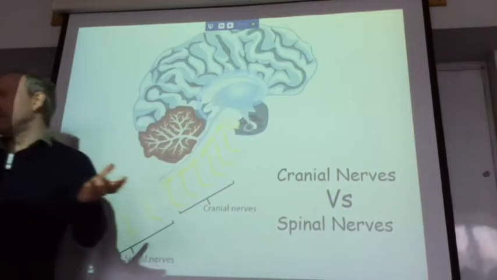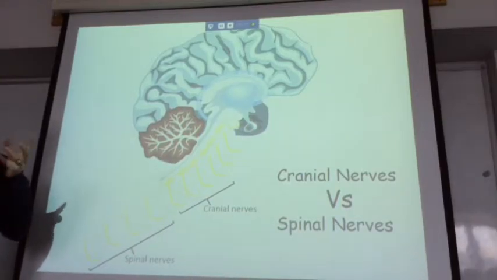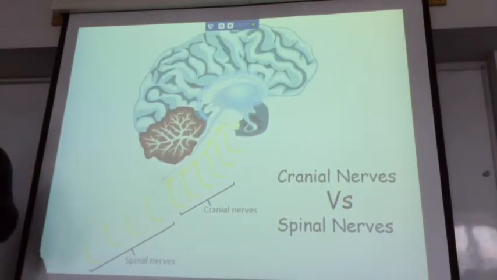So a cranial nerve is just like an ordinary nerve, but one that's coming out of the base of the brain rather than one that's coming out of the spine. That's all cranial nerve means.